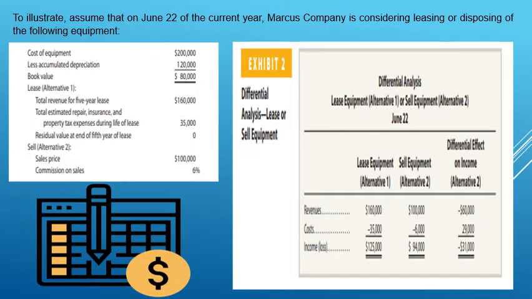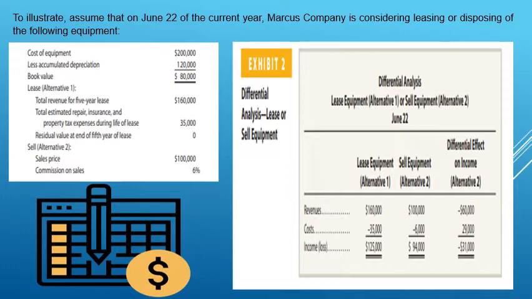So to give an illustration, we have here Marcus Company. They are torn between leasing or disposing of an equipment. We have here the given figure. Under Exhibit 2, these can be applied in differential analysis. So there's a comparison between if they will lease an equipment or sell it.